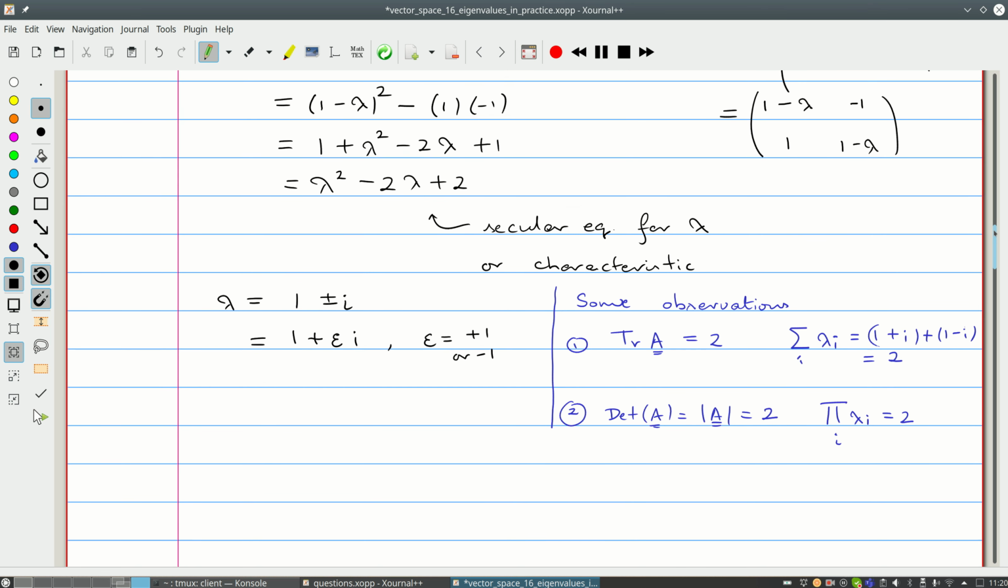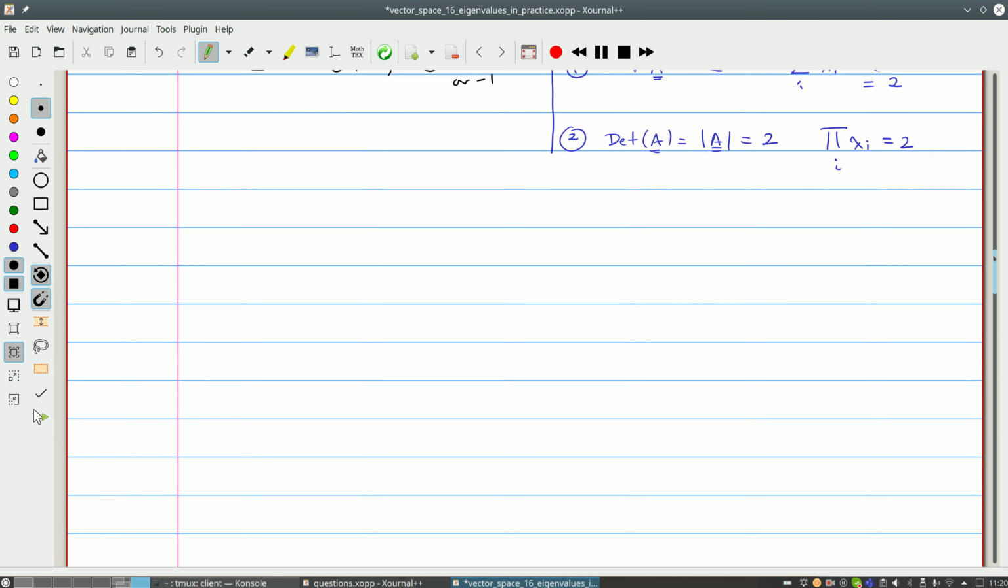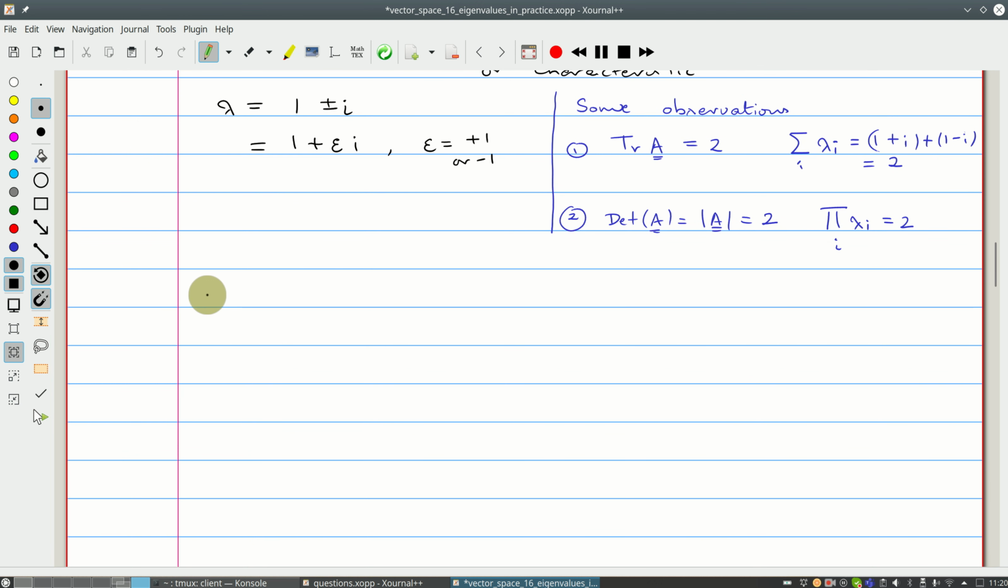Alright, so now what we're going to do is find the eigenvectors. So now we have to solve Ax is equal to lambda x. And what I'm going to do is, there are two lambdas here. I'm going to just use them in this form and just choose epsilon to be either +1 or -1 to get both of the solutions in turn.